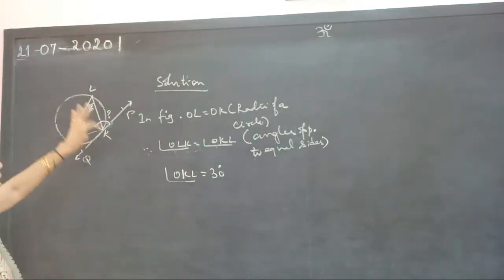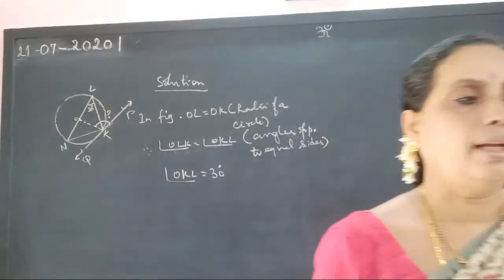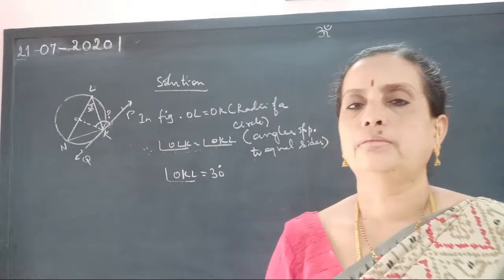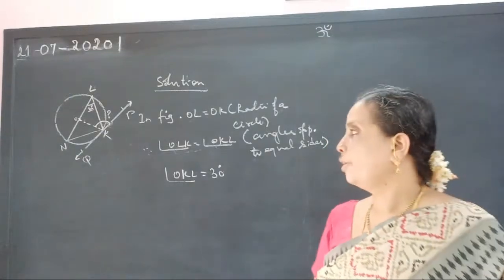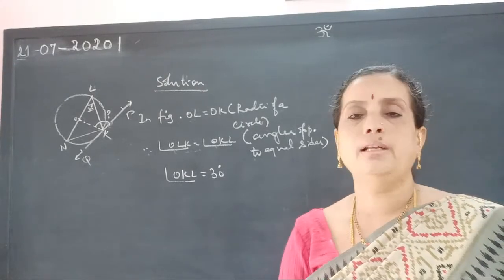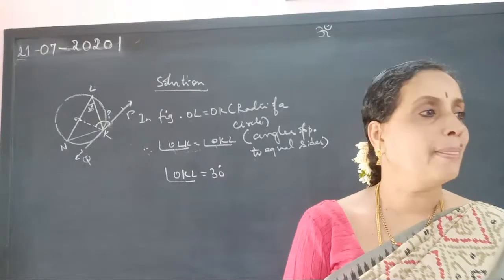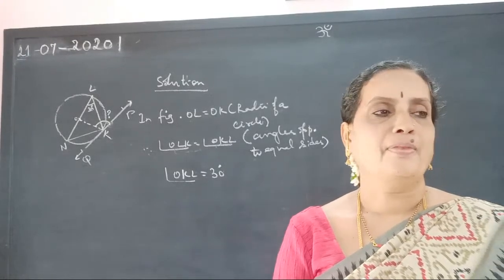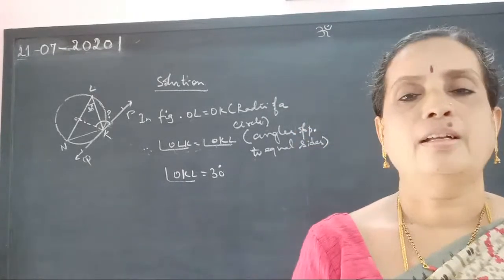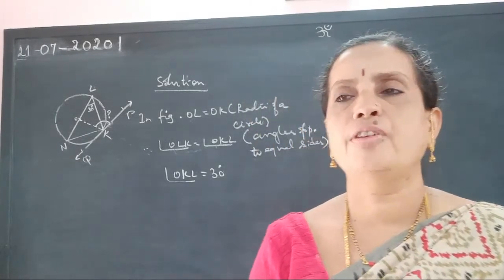Now, can you guess the measure of angle LKP then? What is the measure of angle LKP? Can you guess? After knowing angle OKL is 30 degree, what about the measure of angle LKP? No? Nobody could guess. Yes, it is 60 degree. We shall write.